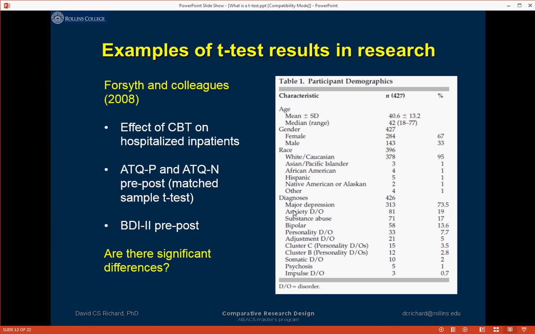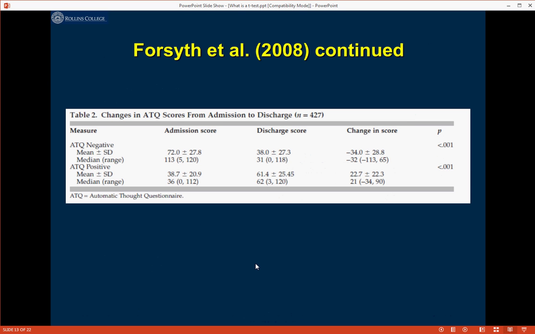They presented a table to the reader regarding the Automatic Thoughts Questionnaire results. So they report the mean plus standard deviation and the median at admission and at discharge. And then you'll notice there's a column to the right that says change in score. Now, the change in score in a matched sample t-test is also referred to in statistical jargon as the D score, capital D. And that means the difference.